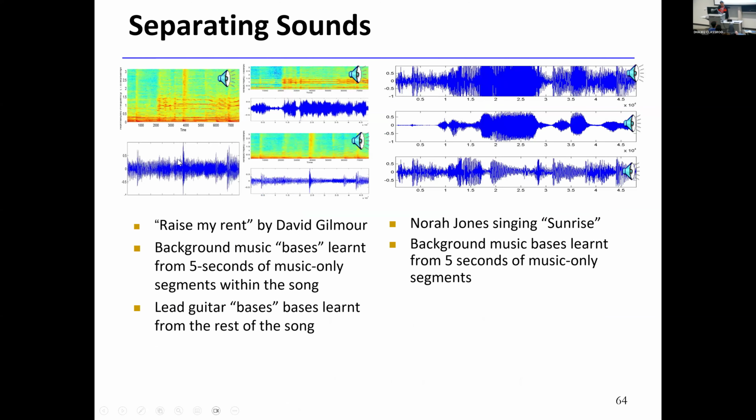Here's a little example. This is Raise My Rent, David Gilmour. And in any music of this kind, you have this lead-in before the actual guitar begins playing or the melody begins, where you have the background playing. So we just use the background here to extract the background bases. And then we extracted both the melody bases and the scores from the mixed portion of the recording, starting from the 10th second on. And here's what you actually get.